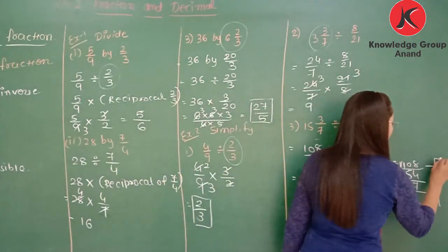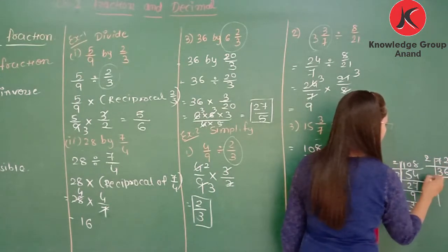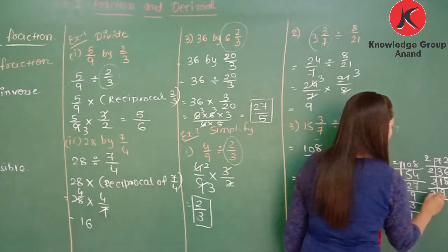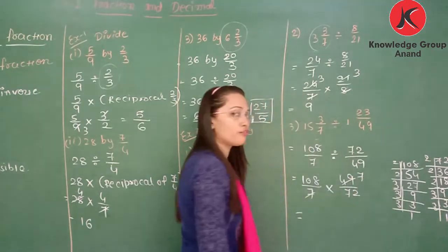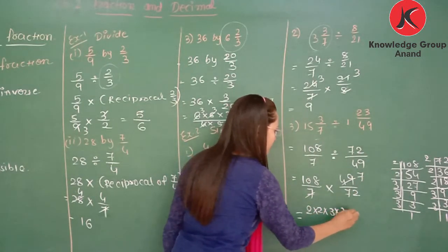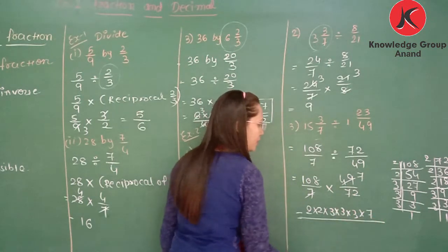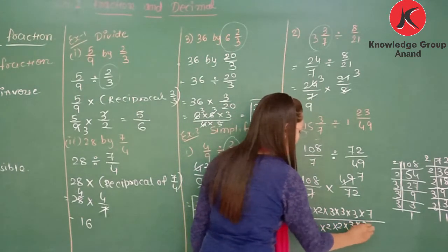Now the factors of 72: 2 3s are 6, 2 6s are 12, 2 18s are 36, 2 9s are 18, 3 3s are 9, and 3 1s are 3. Now if we find the factors of 108, we have 2 multiply 2 multiply 3 multiply 3 multiply 3, and 7 as it is. In our denominator we have 2 multiply 2 multiply 2 multiply 3 multiply 3.